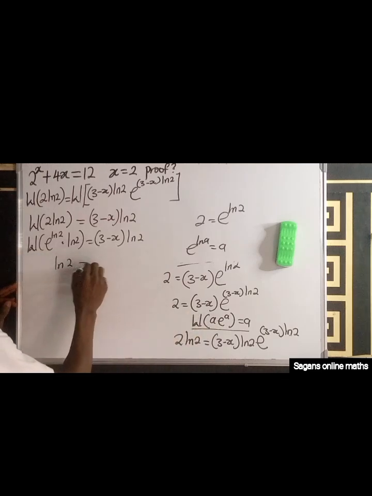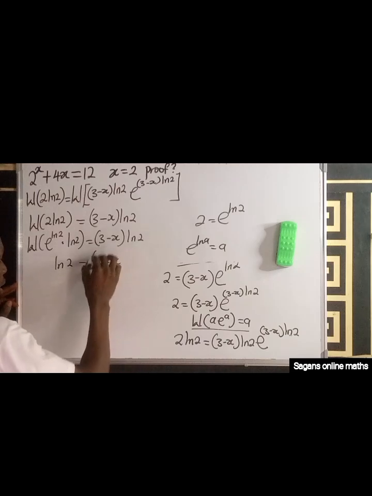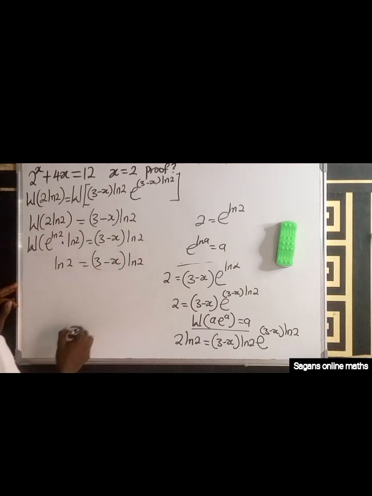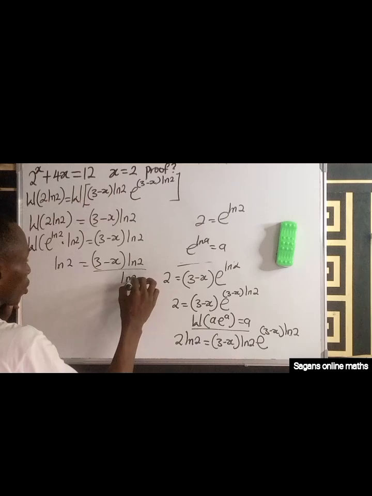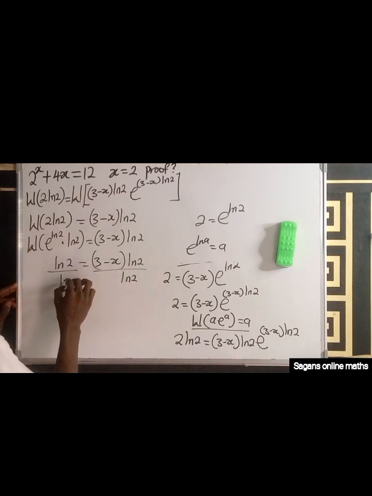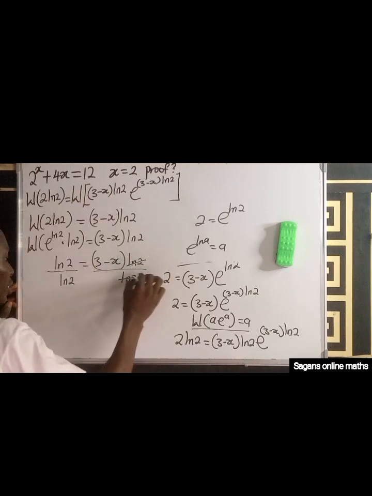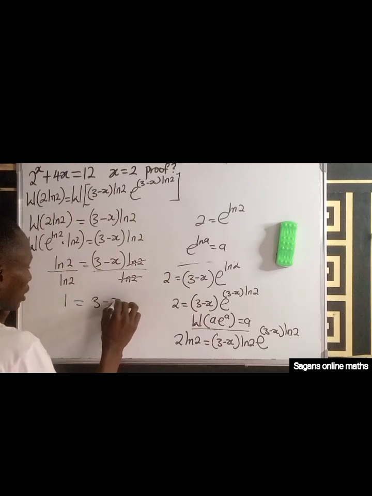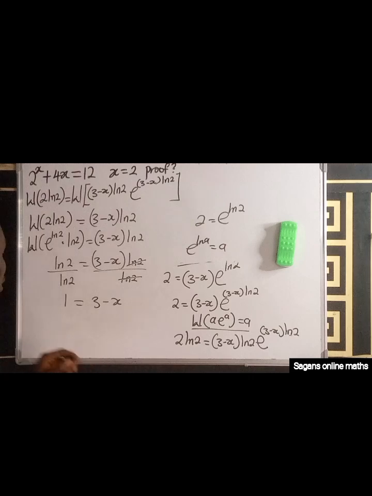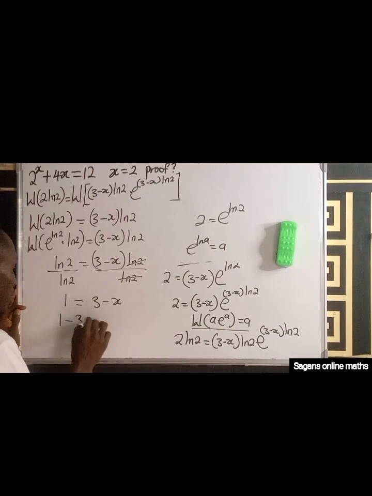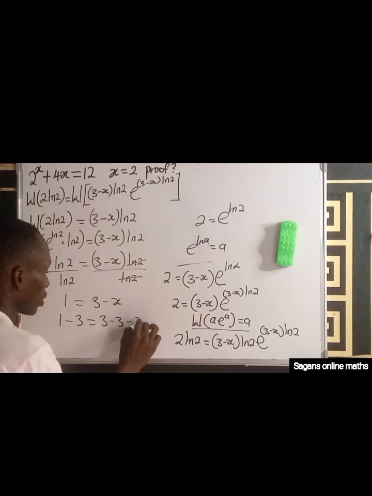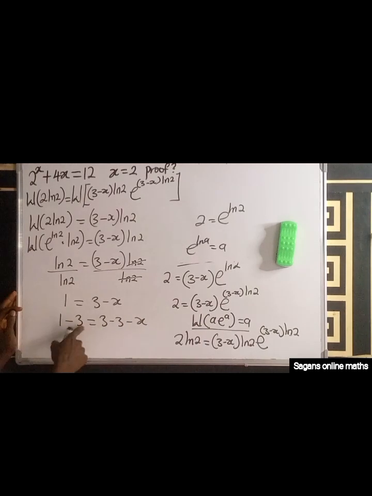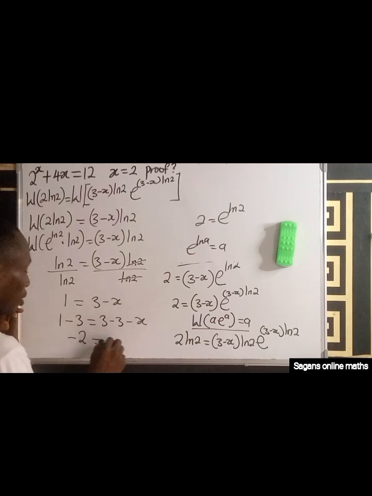So, ln 2 is equal to 3 minus x, then multiply by ln 2. So, if I divide here by ln 2, I also divide here by what? ln 2. Are you seeing? This will cancel out this. And ln 2 divided by ln 2 is just 1, equal to 3 minus x, because what will be left here is just 3 minus x. And if we subtract 3 from both sides, we're going to have 1 minus 3 is equal to 3 minus 3 minus x. And 1 minus 3 is minus 2, equal to 3 minus 3 which is 0, 0 minus x is minus x.